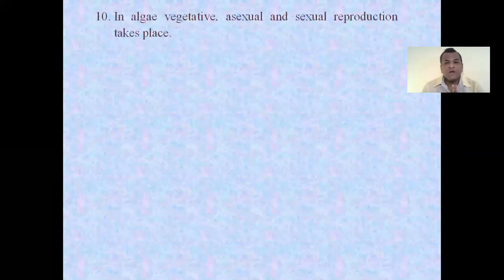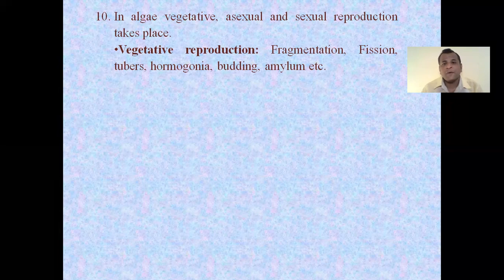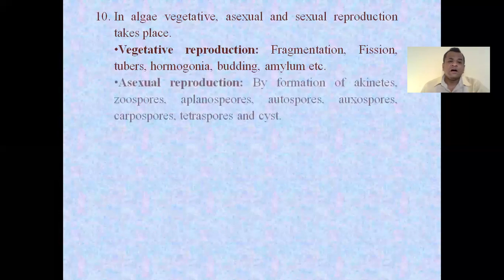In algae, vegetative, asexual and sexual reproduction takes place. Vegetative reproduction takes place by formation of tubers, hormogonia, budding, amylum, and even by the process of fragmentation and fission. Asexual reproduction takes place by formation of akinetes, zoospores, aplanospores, autospores, exospores, carpospores, tetraspores, and cysts.